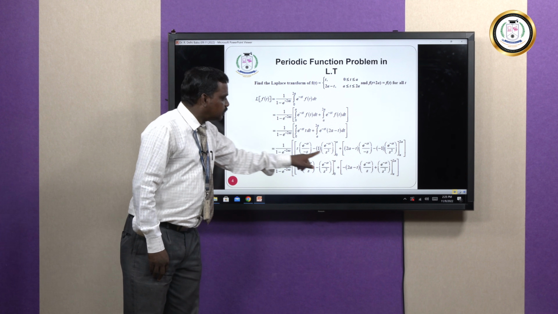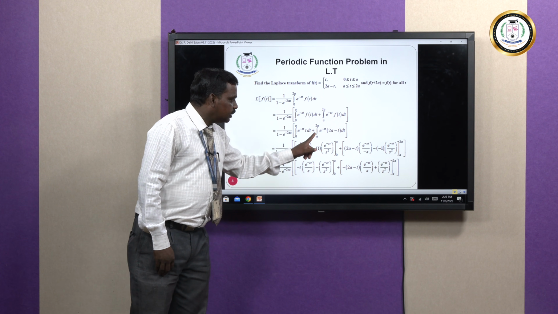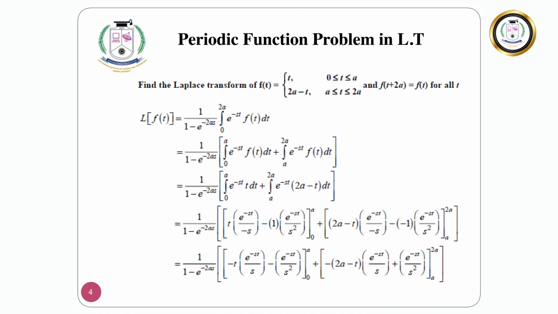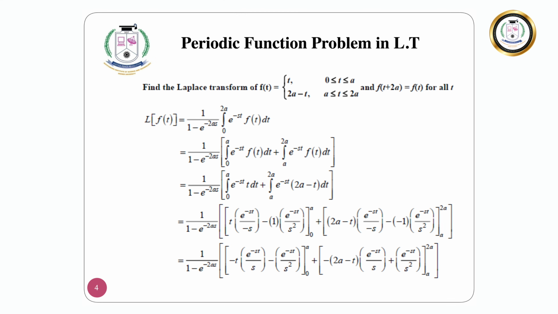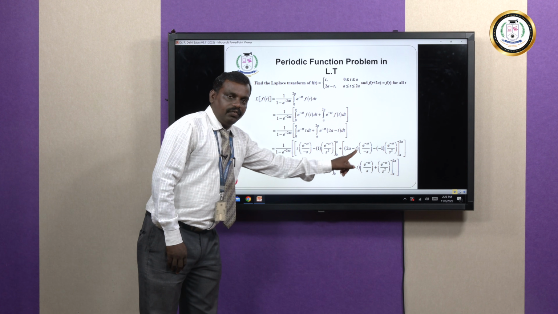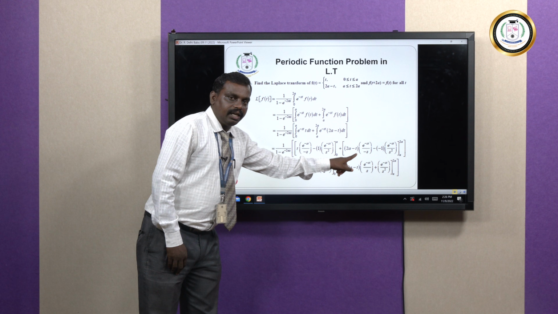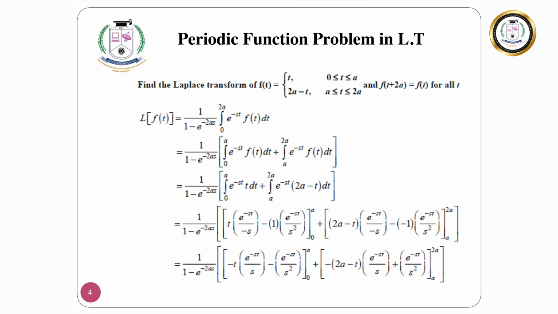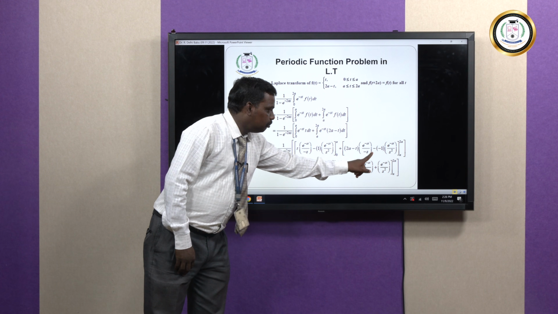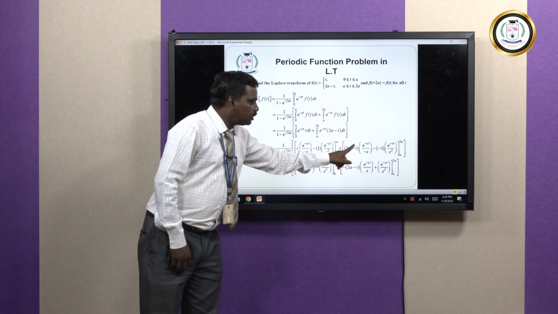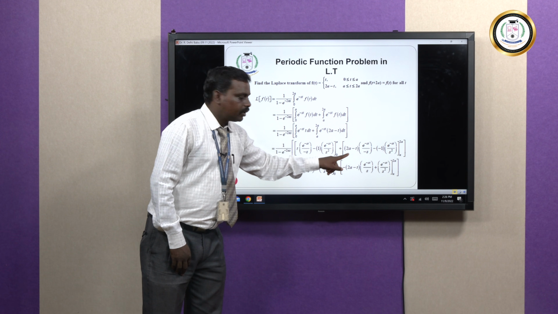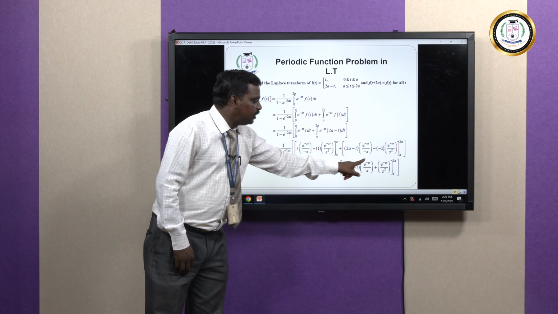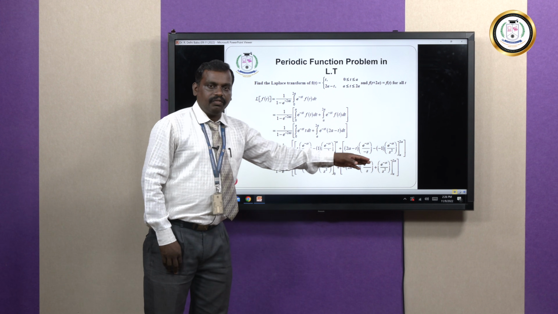So in this case, the integral from 0 to a, plus the second part, once again apply Bernoulli formula. U dv where u is 2a minus t, dv is e power minus st dt. Apply this formula: uv, so u is 2a minus t into v, this e power minus st, its integration is e power minus st by minus s, uv minus u dash, that means differentiation of this 2a minus t. 2a is constant, its differentiation is 0, minus t differentiation is minus 1, into v1.